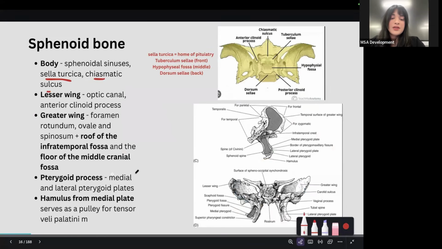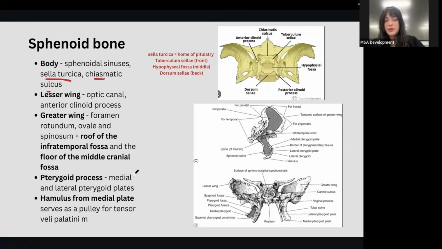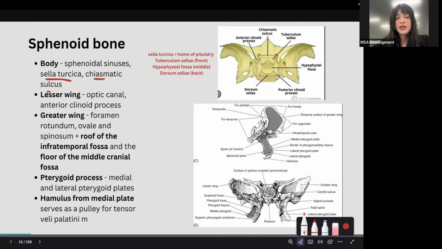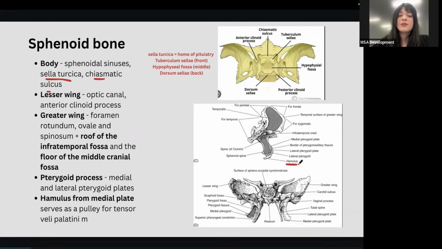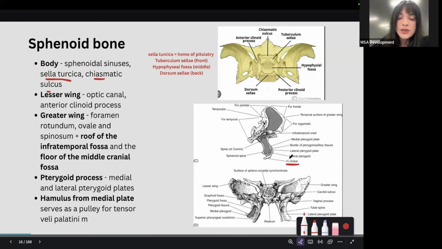And now the pterygoid processes are made up of the medial and lateral pterygoid plates. We just talked about this. This one is the lateral, this one is the medial. And the hamulus, you can see here, from the medial plate, serves as a pulley for the tensor veli palatini muscle. I hope that's clear.